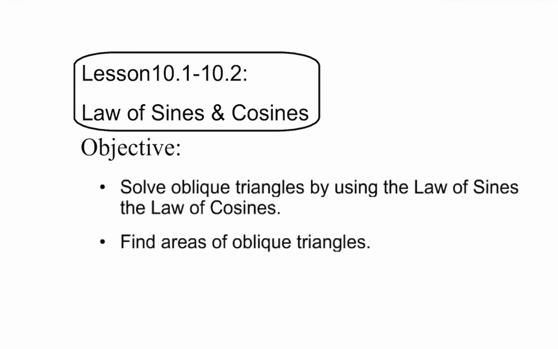Okay, so today we're going to talk about the law of sines. The law of sines is 10.1. In the world, every triangle is not a right triangle. Just think about it in general.